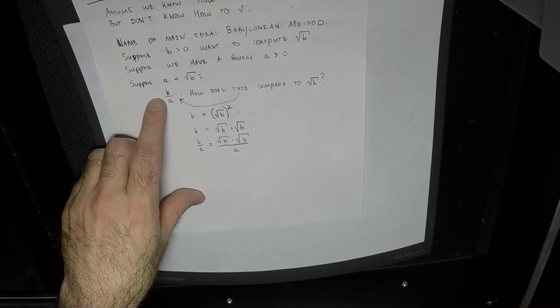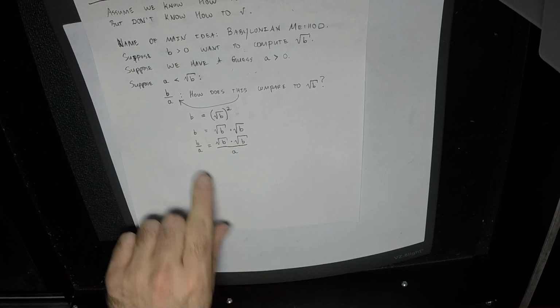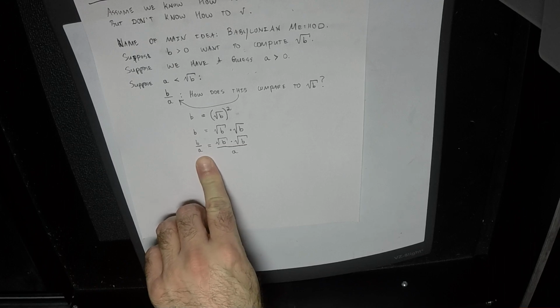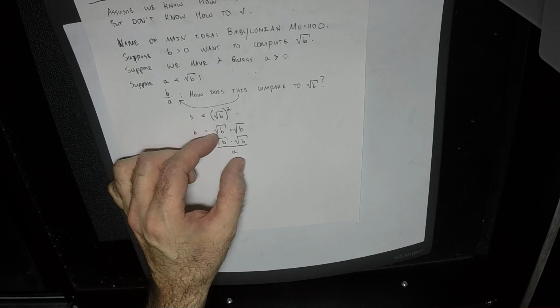Well, let's think about it. Somehow we need to simplify this. And we need to get this, B over A, to be compared to just a square root of B. So what I'm saying is that, for example, if we could cancel a square root of B and an A, and just leave a square root of B, that would be excellent. So how can we do it?